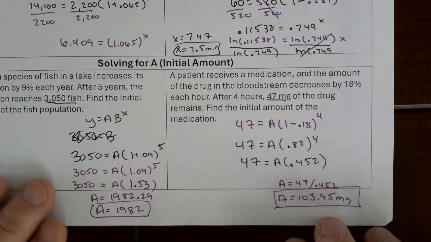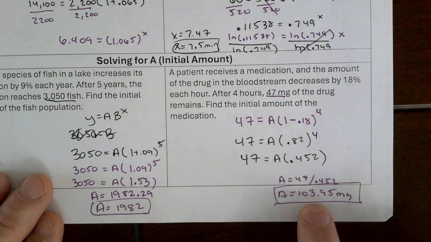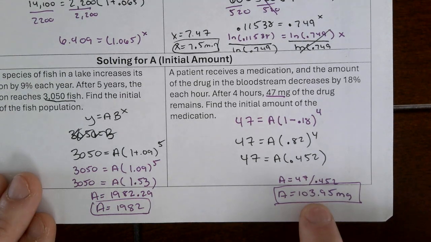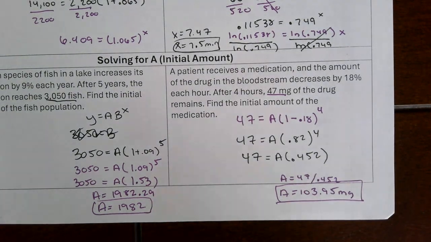That means it was probably a 100 milligram pill, and the pharmacist messed up a little bit, plus or minus. Maybe they gave some powder. You know how they sometimes have powder on the pills?